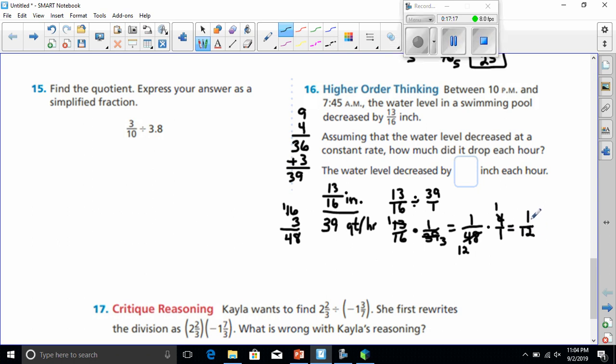So, in essence, it's saying that the water level decreased by 1/12 inch each hour. That's our answer.